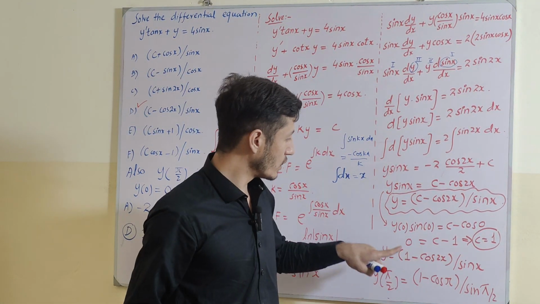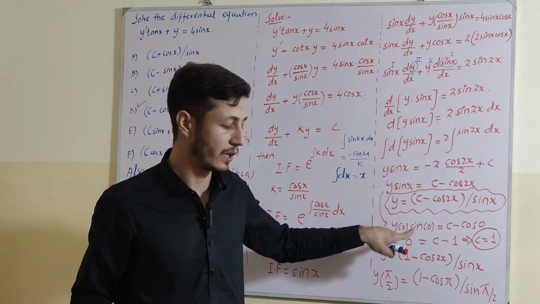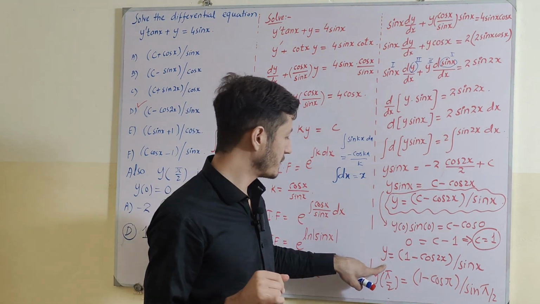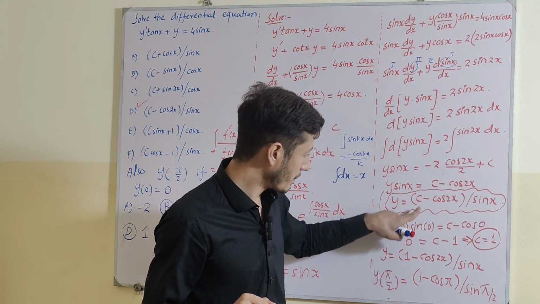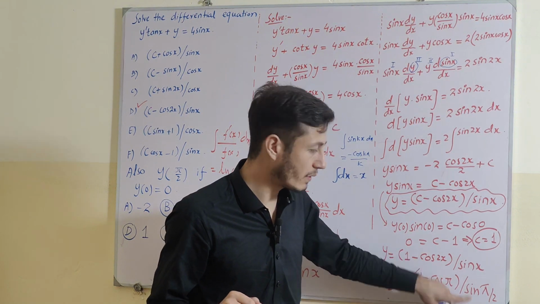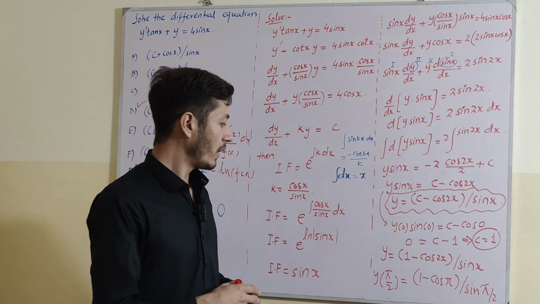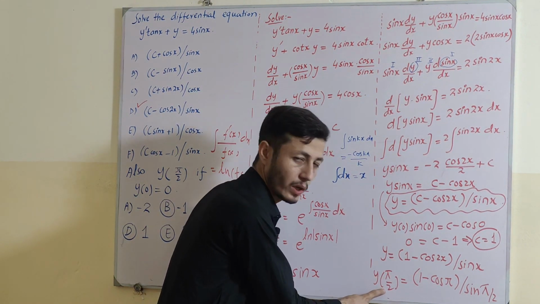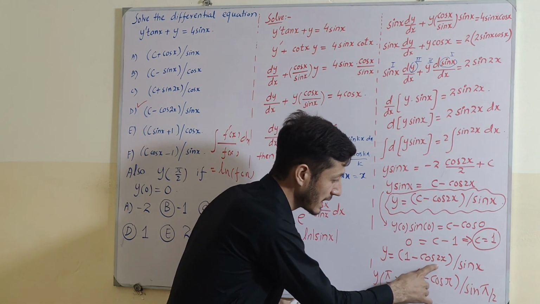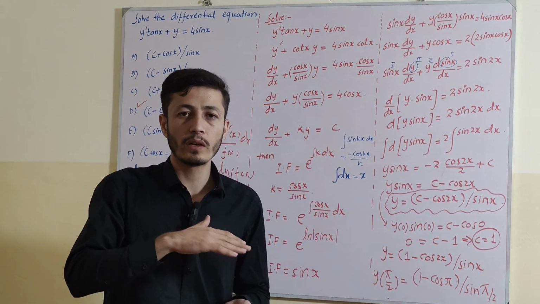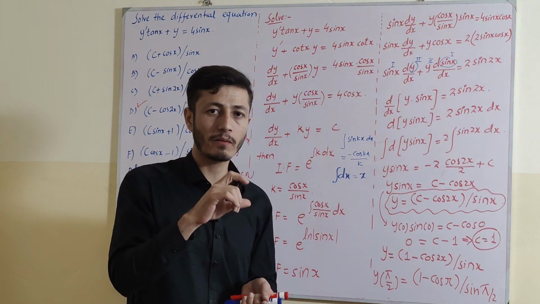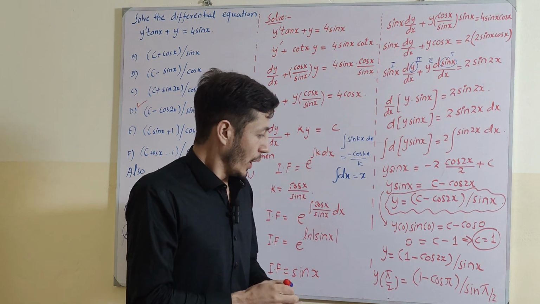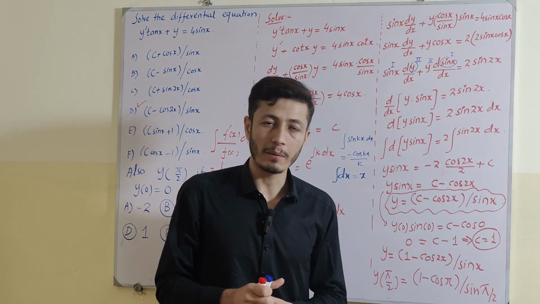By placing the c value in the original differential equation, it becomes the solution of the equation. It becomes y is equal to, in place of c, 1 minus cos of 2x divided by sine of x. Now I have to replace the x value with pi by 2. So y of pi by 2 is equal to 1 minus cos of 2x; by placing x as pi by 2, the 2 will cancel out, and it gives us cos of pi, divided by sine of pi by 2.